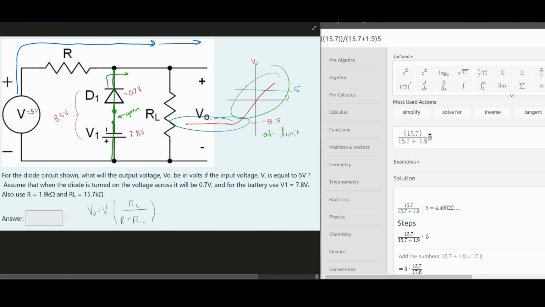This is going to give us a value of 4.46 volts. That would be the answer for this problem and how you would go about solving for it.